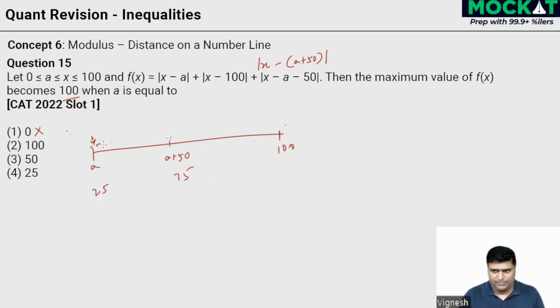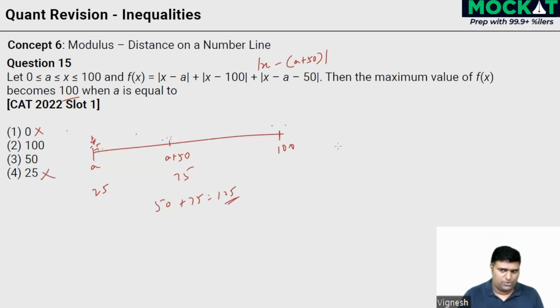Sorry, 50. 50 over here, and then a 75. 50 plus 75 is going to be 125, right? If x is going to be 25 in this scenario, 25 minus 25 is 0. 25 minus 25 minus 50 becomes a plus 50, and 25 minus 100 is a plus 75, right? The modulus. 75 plus 50 is 125. It doesn't matter whether this is the max, but there is a value which is greater than 100, right?